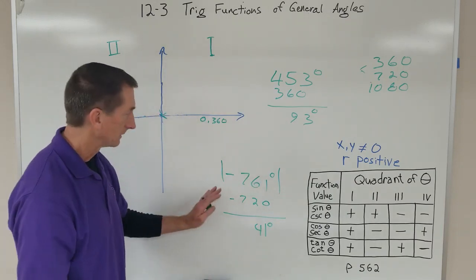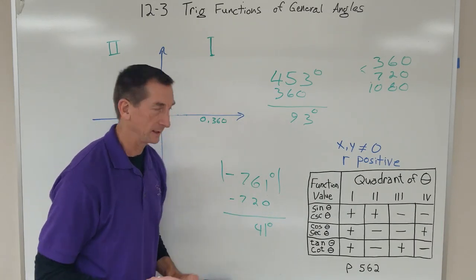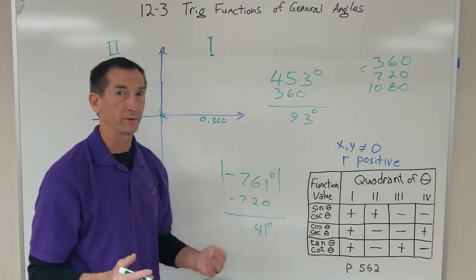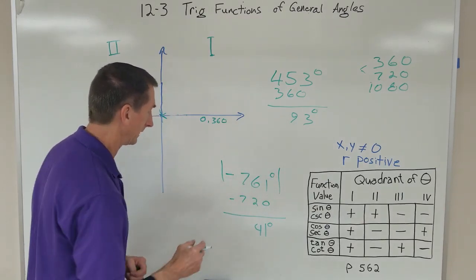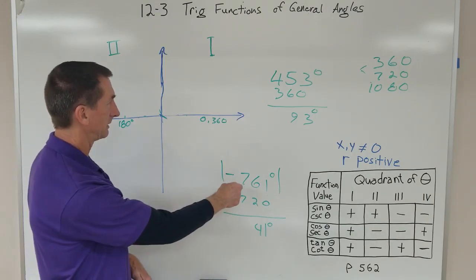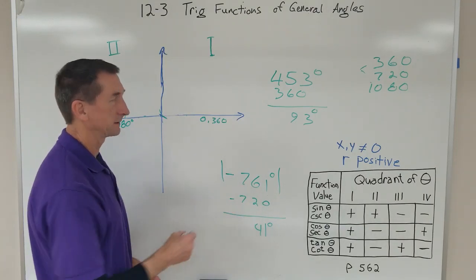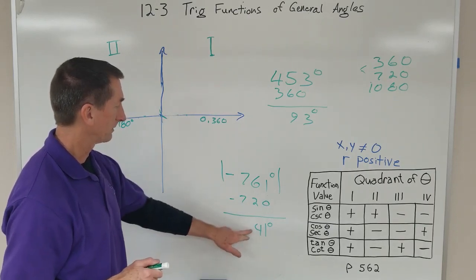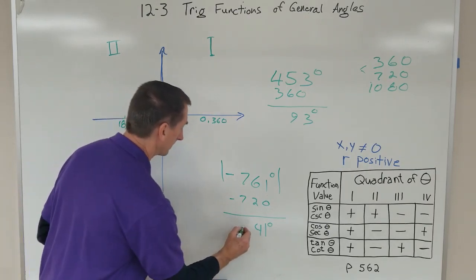Again, don't yell at me about the negative signs. Absolute value, reference angles are always positive. Okay, so 41 degree angle. So let's just take a look at this 41 degree reference angle.